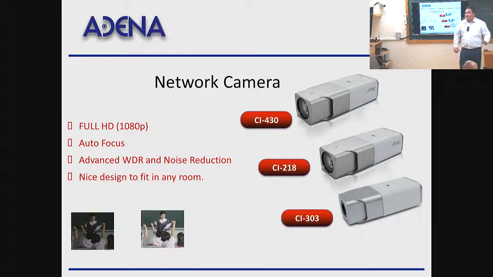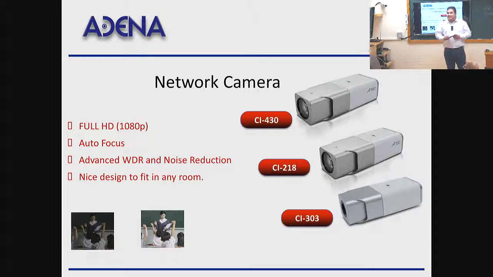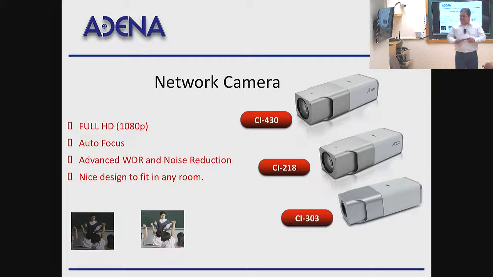So, we have 3 different models of network cameras. The first 2, which are CI430 and CI218, are mainly used to record the presenter. So right now the one I am using to record myself is CI218. CI218 has 18 times optical zoom. CI430 has 30 times optical zoom. And CI303 is mainly used to record the audience. So CI303 has 109 degrees wide angle and 3 times zoom.